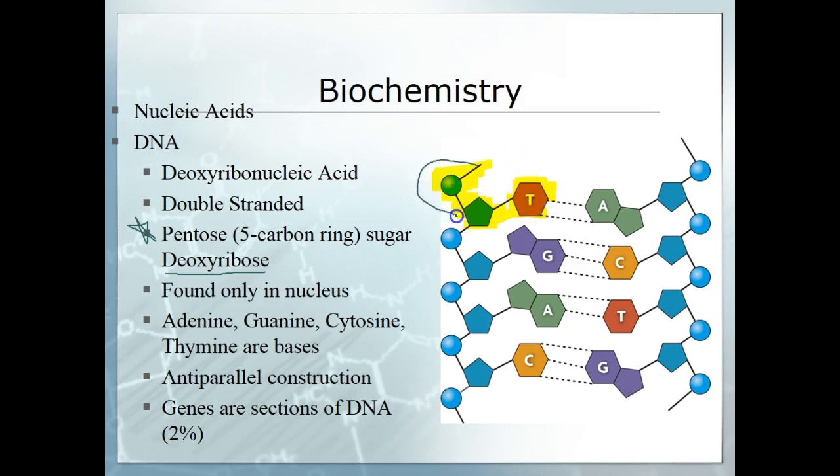Okay, and so this would be one nucleotide. This would be the second nucleotide. This would be the third nucleotide, and so on. Notice that they all have the same sugar. They all have the same phosphate. The only thing that differs between all of the nucleotides are the nitrogenous bases.